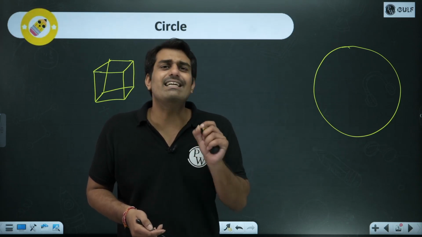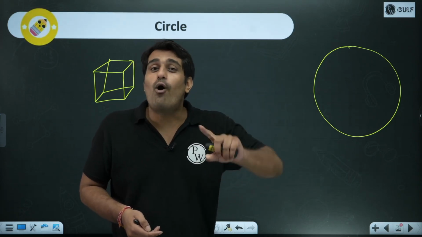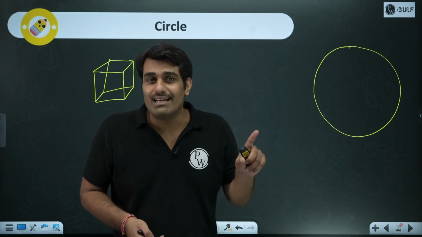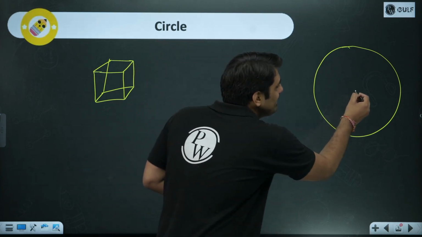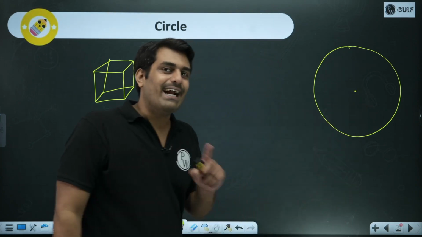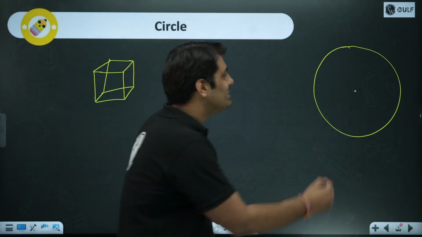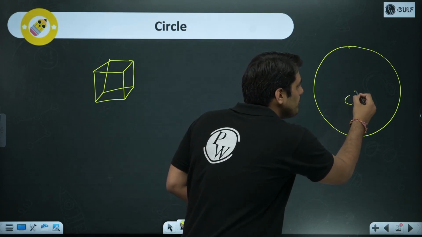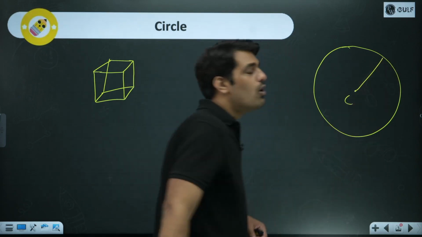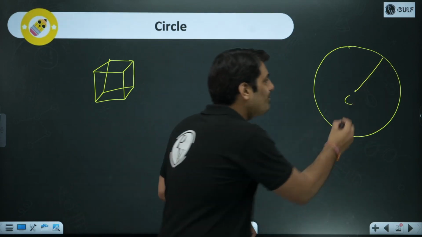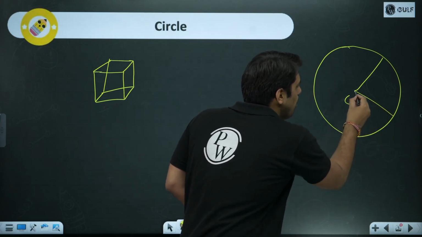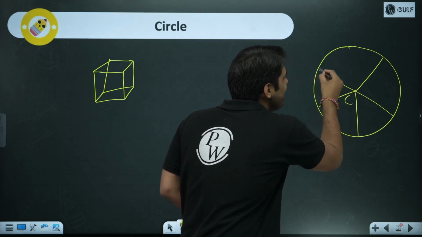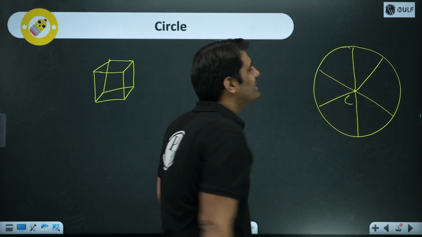A special thing about this round figure is that all the points of a circle are equidistant from the point at the center, and this is the center over here. If you observe from this point to this point, whatever the distance, that distance will be the same from this point to this point, or from this point to this point. Any point you check, all the distances would be the same.